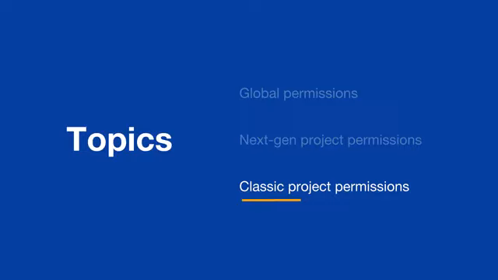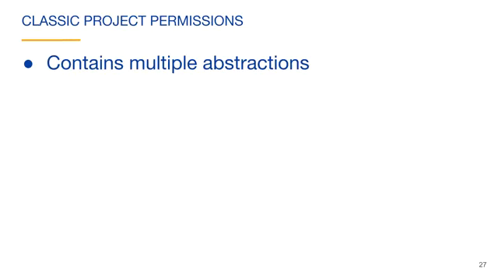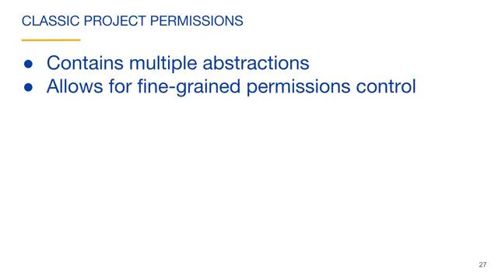Next, we will discuss an overview of classic project permissions. The classic project permission model contains multiple abstractions, so there is more to learn than with next-generation project permissions. The abstractions in the classic model are done for flexibility and to avoid hard-coding user and group names, which would quickly become unmanageable. The classic project permissions model allows you to use custom permissions-related policies in your account, possibly modifying your policies over time.